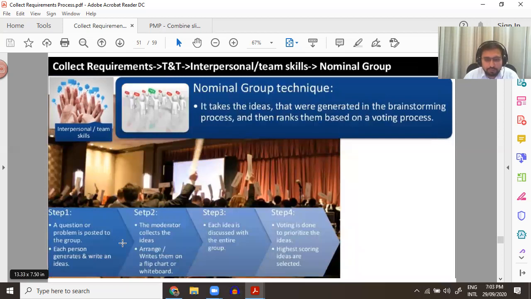Then a very important tool and technique, nominal group technique. It is a four-step technique. Step one, a question or a problem is posed to the group. Each person generates ideas. The moderator collects the ideas, arranges them, and you rank those ideas. Again, basically what is happening: brainstorming, then affinity diagram, then decisions of ranking, then you are taking action.